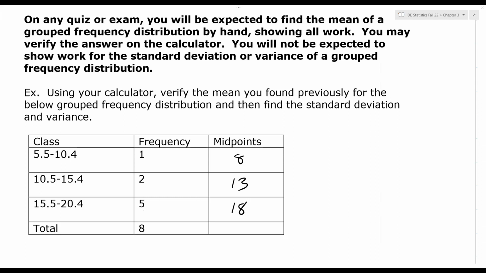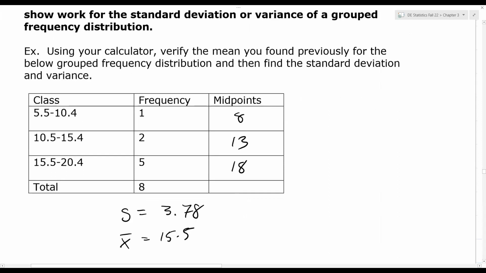So S equals 3.78. X bar we already found was 15.5. If we needed to find the variance, we simply square our standard deviation, and we get something around 14.29.